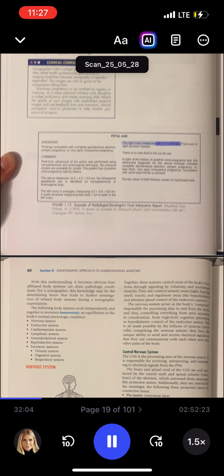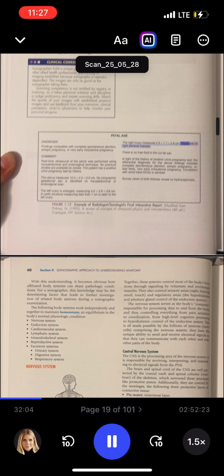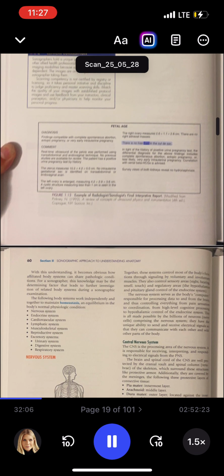The right ovary measures 2.6 by 1.1 by 2.6 cm. There are no right adnexal masses. There is no free fluid in the cul-de-sac.